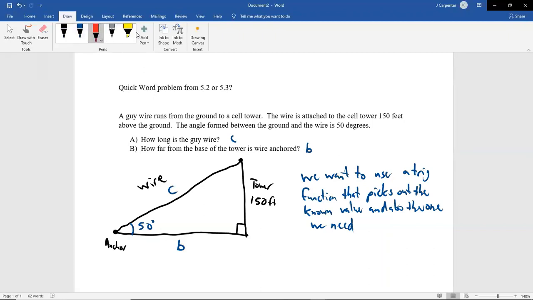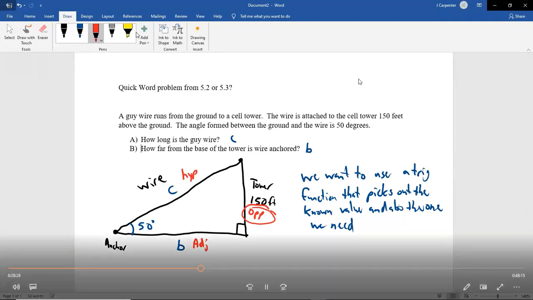So in terms of 50 degrees, this 150 would be the opposite. The length of B would be the adjacent, and the C would, of course, be the hypotenuse. The 150 is the known value, so we have got to use trig functions that use the opposite. Because there's more than one choice, I'm only going to show the work for one, but there's more than one choice.